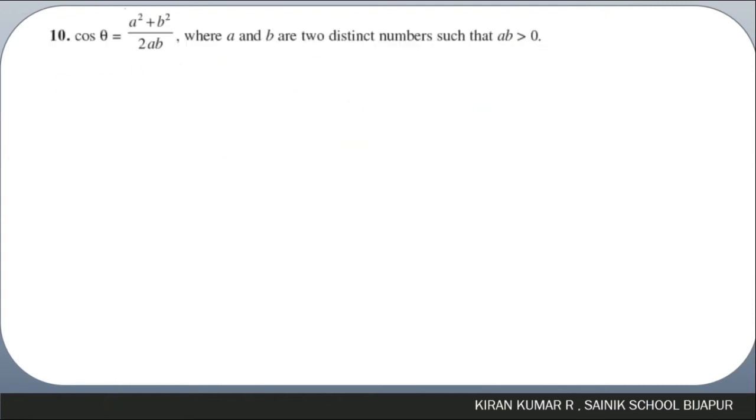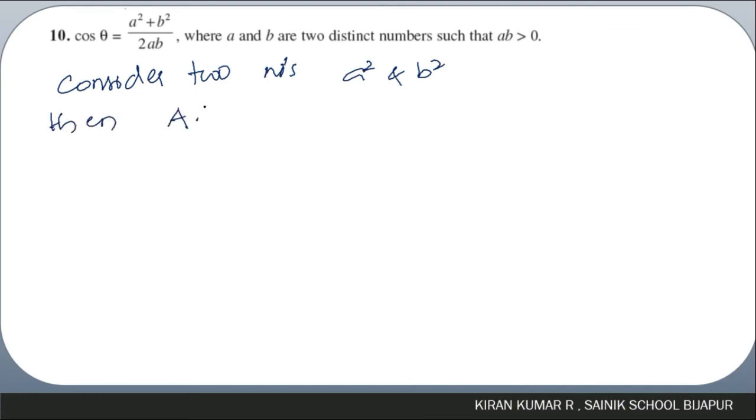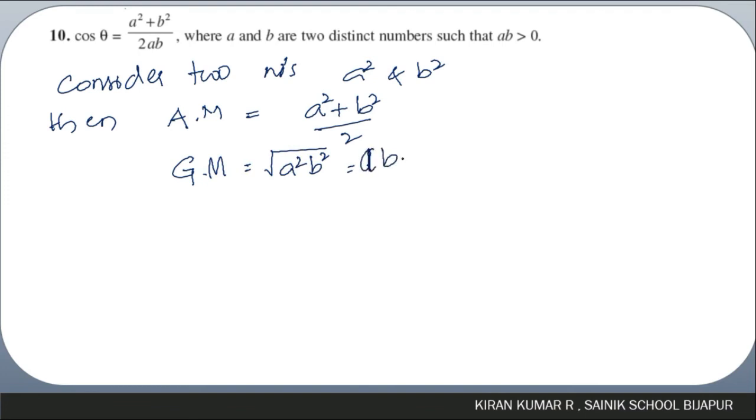Question number 10. Two numbers a square and b square, then their arithmetic mean will be (a square plus b square) divided by 2, and their geometric mean will be root of a square b square, which is just ab.